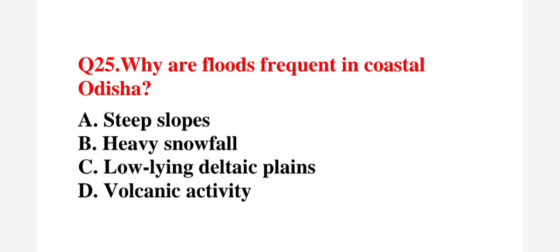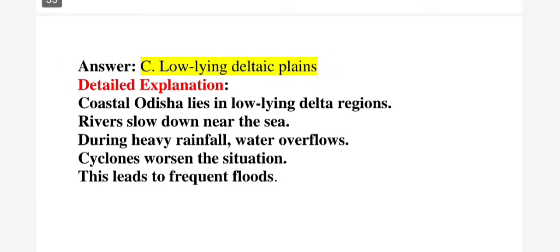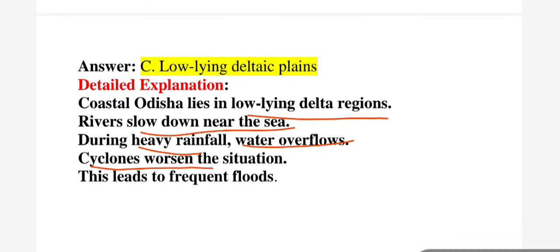Low-lying deltaic plain is the main reason for the frequent floods in coastal Odisha. If we talk about coastal Odisha, it lies in a low-lying deltaic region. Rivers slow down near the sea, and during heavy rainfall, water overflows. This causes cyclones, and cyclones worsen the situation. At that time, if a cyclone comes, it worsens the situation, and this leads to frequent floods.